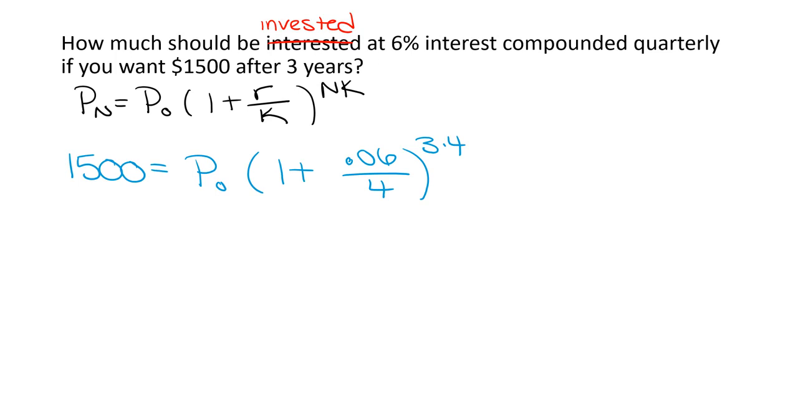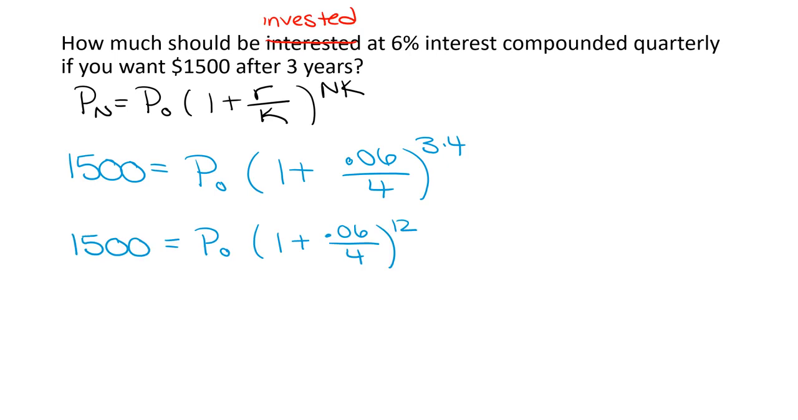The future value is the 1,500. That's my PN. Interest rate is 0.06. And this time, because it says compounded quarterly, we'll use 4 for K. There's 4 quarters in a year. And then the exponent, the NK, is 3 years times 4. So to solve this equation, I'll start by just doing 3 times 4 for the exponent is 12.